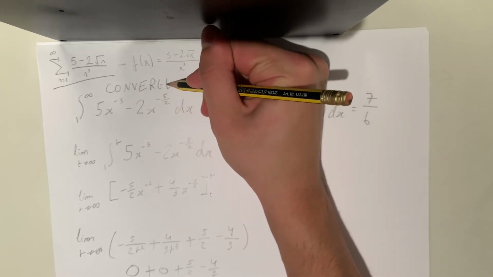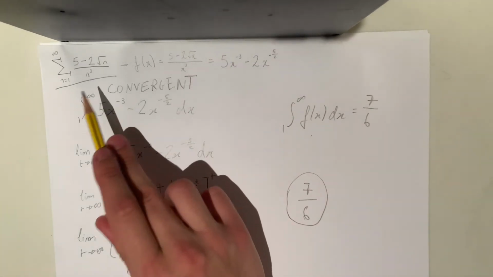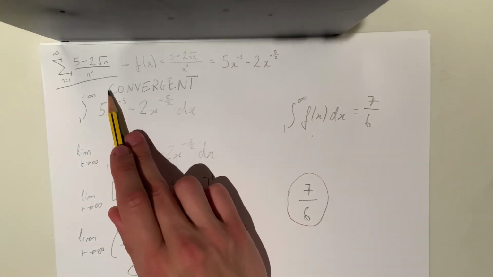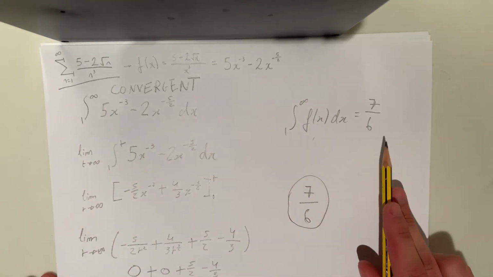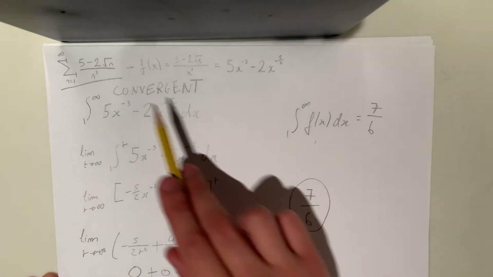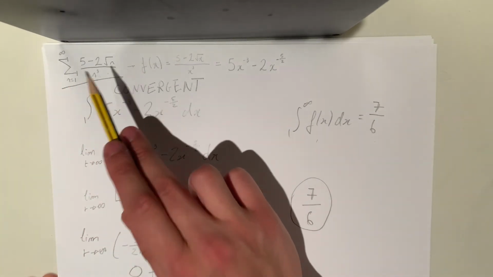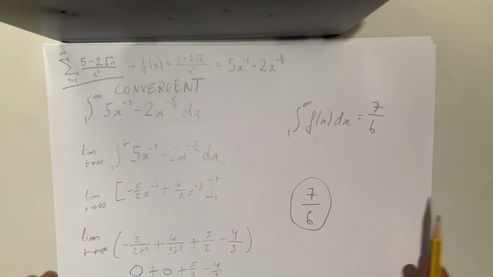Now, we don't know to what this series converges yet, but we know that it's convergent. And don't make the mistake of thinking that it converges to 7 over 6, because it doesn't. This does not correlate to the sum of this. It just means that this function is also convergent. All right, that's great, good.